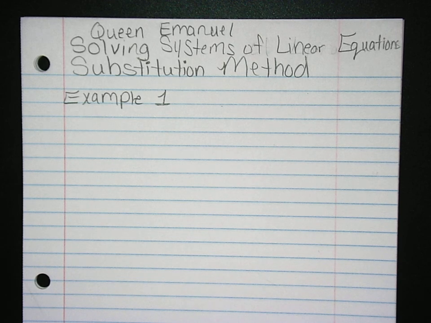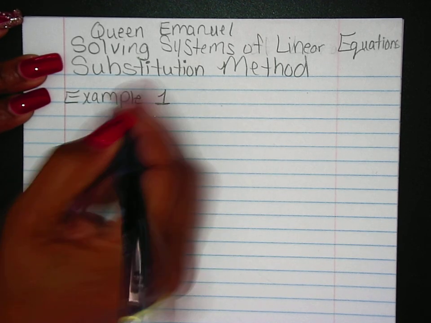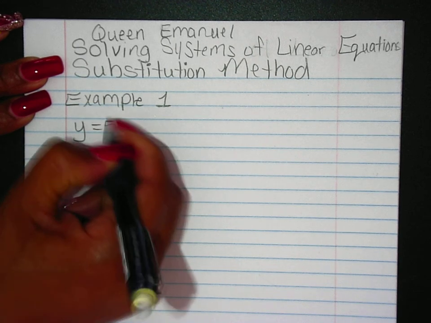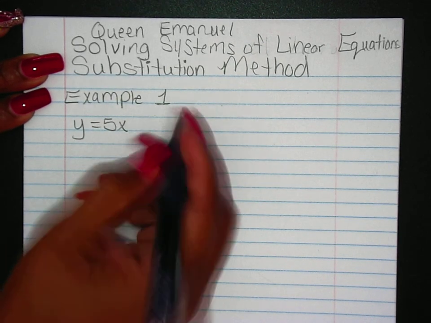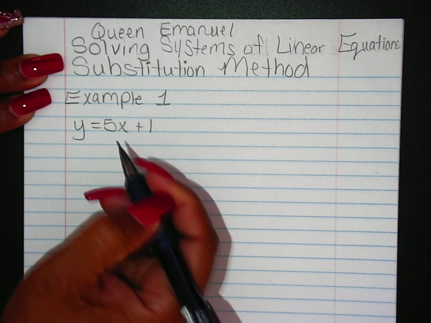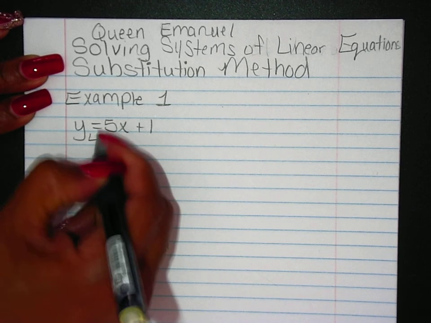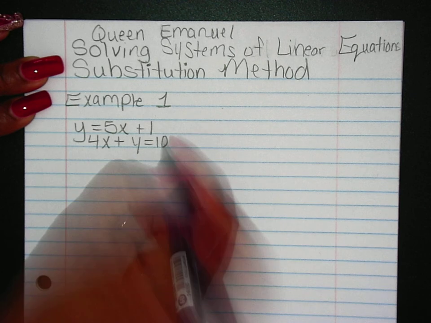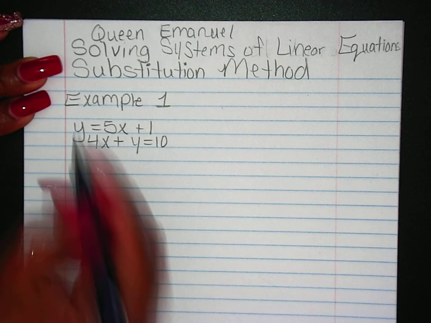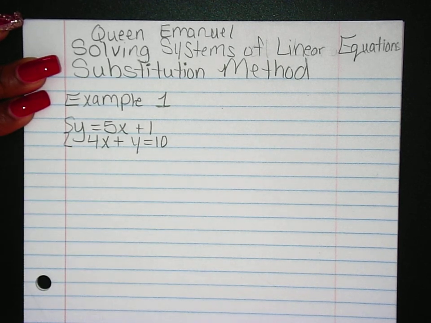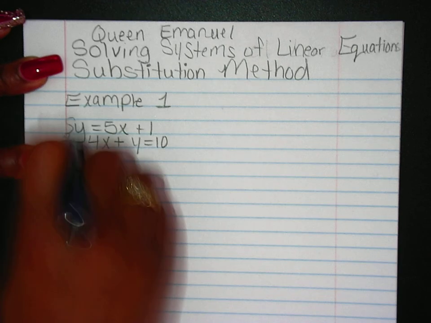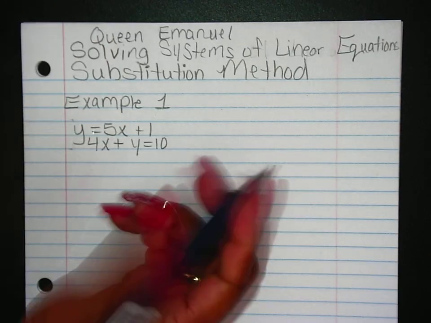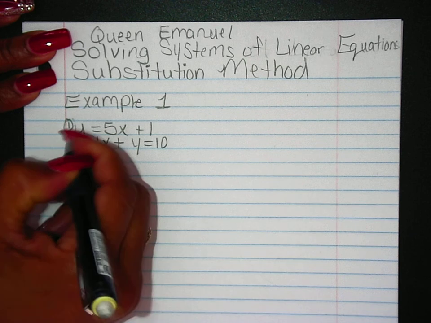So the first problem that we're going to do would be y equals 5x plus 1 and 4x plus y equals 10. This is our system of linear equations. Notice it is two equations. And I like to number my equations. Okay, just for myself, I'm going to number this one 1 and this one 2.